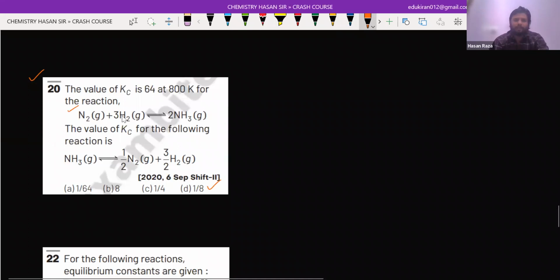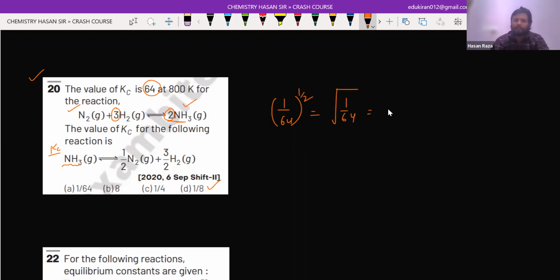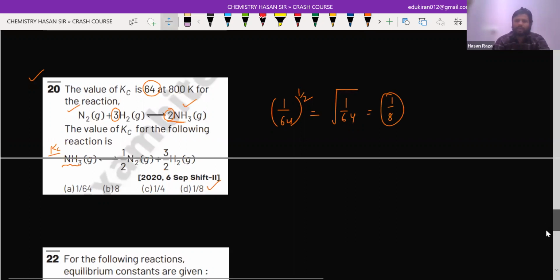You can see N2 plus 3H2 is giving you 2NH3, and we need to calculate the value of Kc for this. You can see NH3 on the right hand side and here it is on the left hand side. If you reverse it, that means you are going to reverse this first. And there is 3H2 and here it is 3 by 2 H2. Here it is 2NH3 and here 1NH3. That means it is multiplied by half. So you are going to take the power, whatever is the number, and the answer will be 1 by 8. So these questions are quite easy that I have chosen for you.